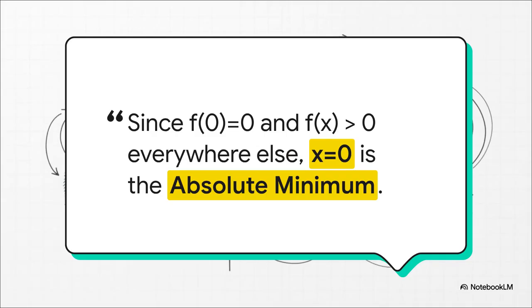So here's the big takeaway. Even though the slope wasn't 0, we still found our extremum. We can see from the function itself that f of 0 is 0. And for any other number you plug in, the result is positive. So that means x equals 0 has to be the location of the absolute minimum value.